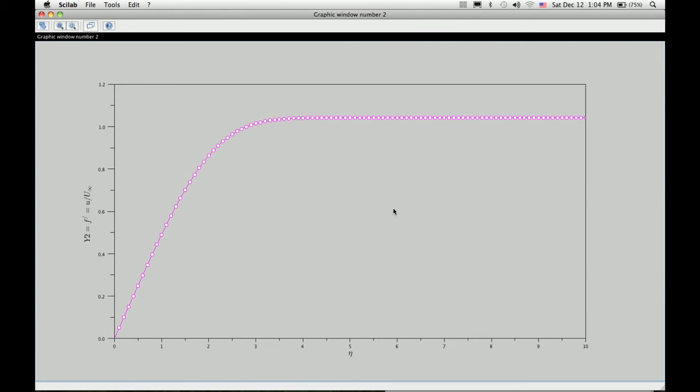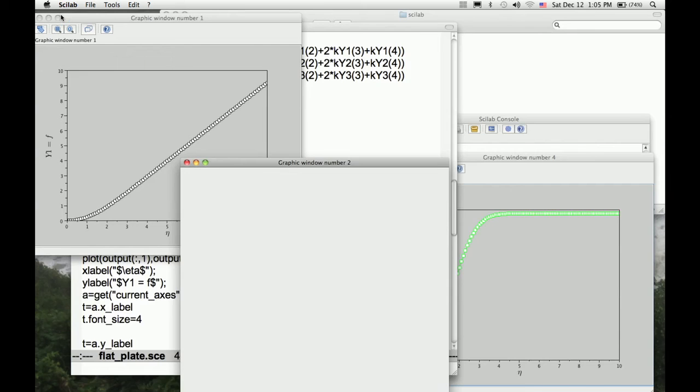Now, this plot is in terms of the similarity variable. The next question is, what I would like to see is the picture that we drew of the boundary layer, where we have a velocity profile at several x sections. How do I get that from here? You know the value of eta, and you know the value of f dash, which in turn means that you also know the value of u, and you can also calculate the value of v.